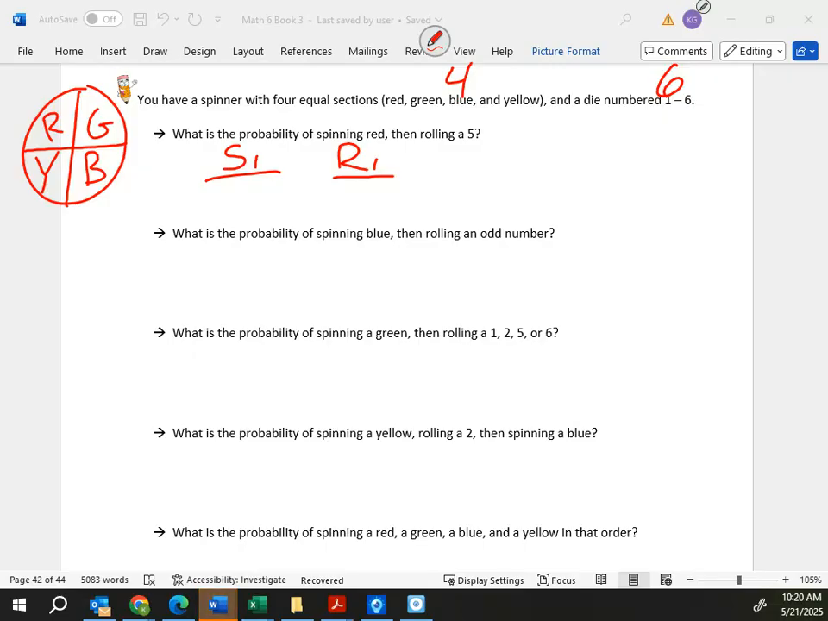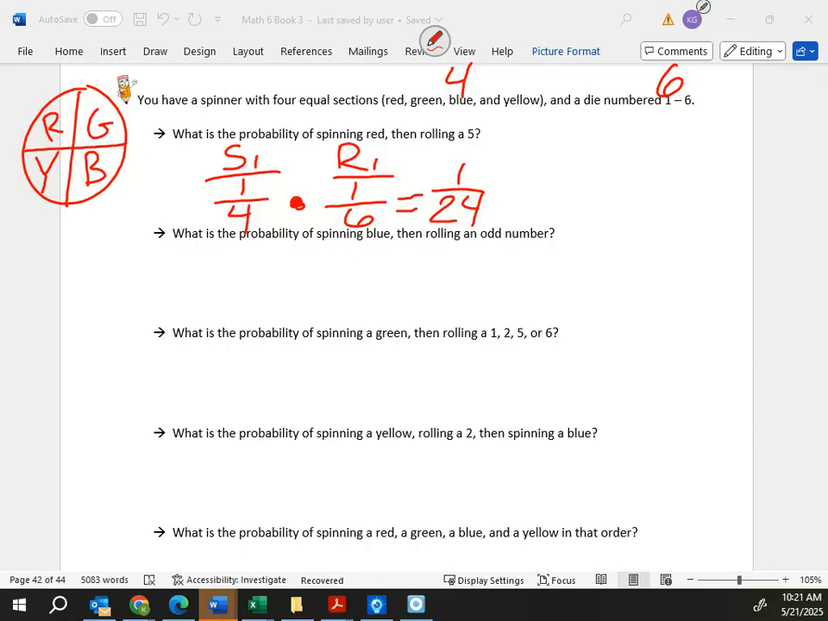So what's the probability for spinning a red? Adeline? 1/4. There is 1 red section out of 4. What's the probability for rolling a 5, Emma? 1 out of 6. 1 number 5 on the dice out of 6 numbers. Then we're going to do the same thing that we did on our first page. What is the second step? Kylie? Multiply. Multiply across. So 1 times 1 is 1. 4 times 6 is 24.